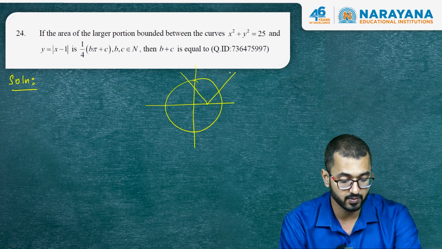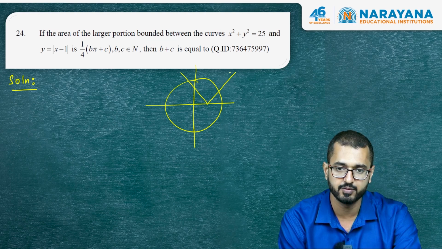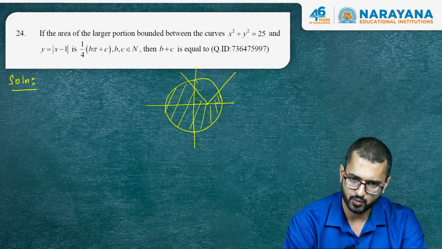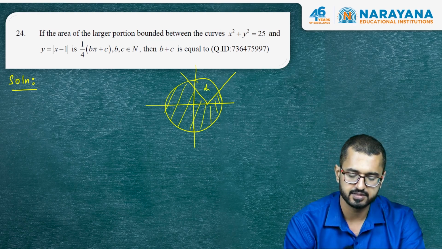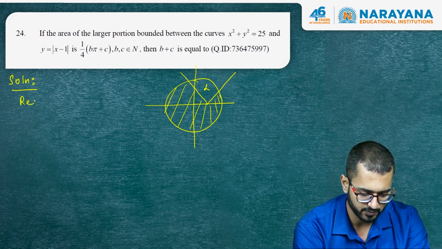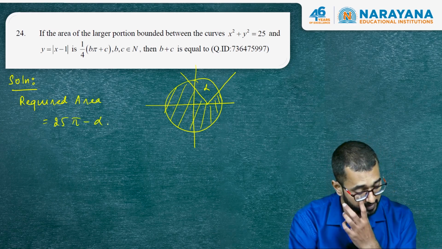And they are saying that they want the area of the larger portion bounded between these two curves, that means they want this area basically. So for this what we will do, we will find out the total area and then remove this unwanted area. So the required area is going to be total area minus alpha.